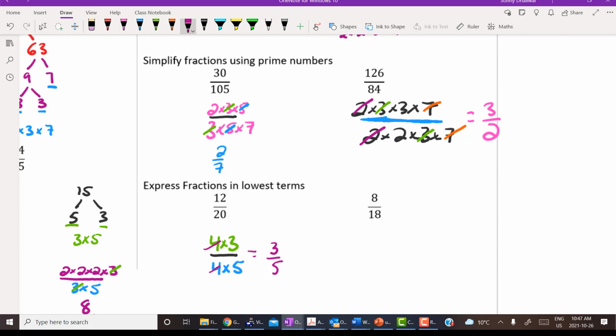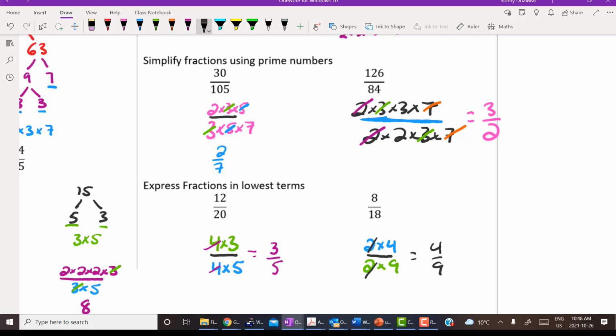A different strategy. Now, how about 8 and 18? Can you think of some factor that you can get rid of both of them by? 2. Yeah, because we can get 2 into both of them. So if I rewrote 8 as a factor of 2, it would be 2 times 4. And if I wrote 18, that would be 2 times 9. The 2s cancel out, and you're left with a 4 over 9.